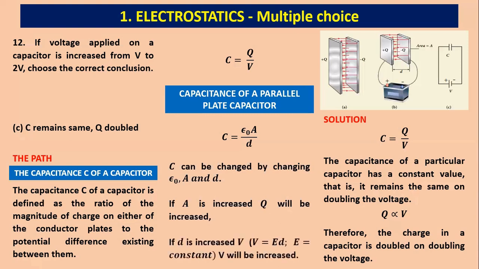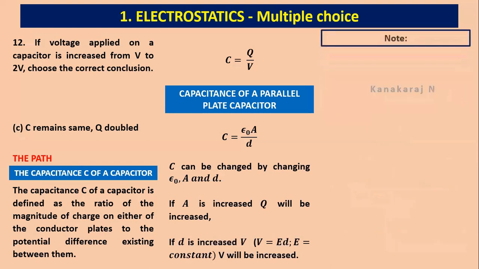Second, if d is increased, what would happen? The d will affect the potential between the two plates. So V equals E times d. Between the two plates, the electric field remains constant. E equals sigma by epsilon naught according to Gauss's law. Then V will be increased. So to increase the capacitance of a given capacitor, either you have to increase the area of the plates or decrease the distance between the two plates. So this is the capacitance of a parallel plate capacitor.